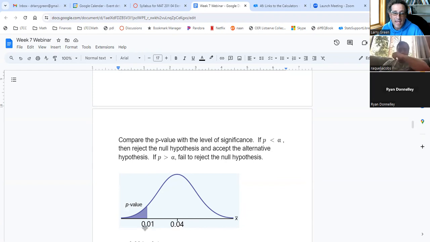Okay? Now, what they ended up getting was 0.01. Only 1% of the people that got vaccinated got COVID instead of 4%. By the way, is that good?